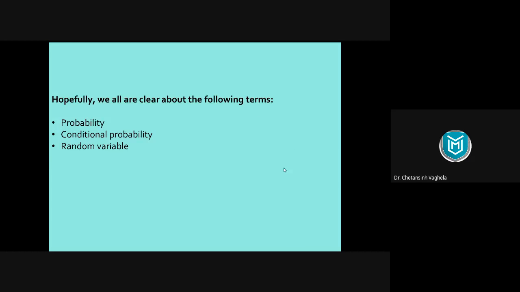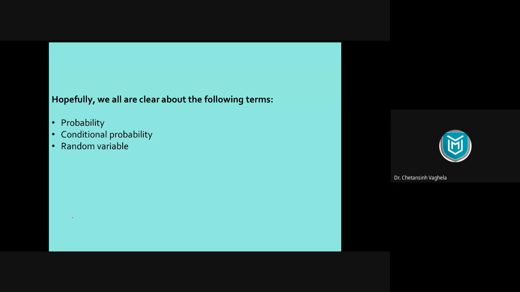Can you explain what a random variable is? Yeah, possible values or numerical outcomes of a random experiment. Yes, to some extent. What is a random variable? Usually we use notation for the random variable. We use the notation capital X, is it?